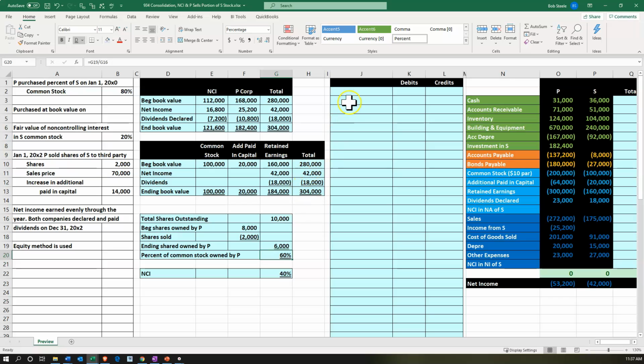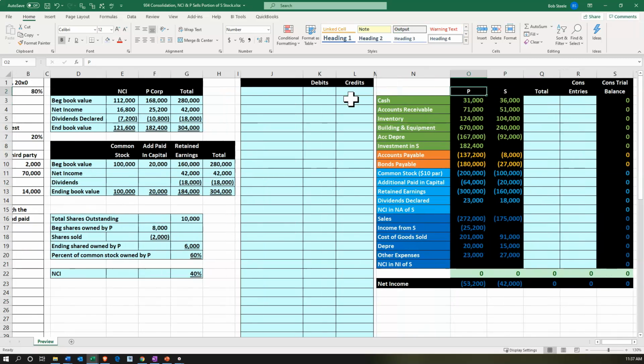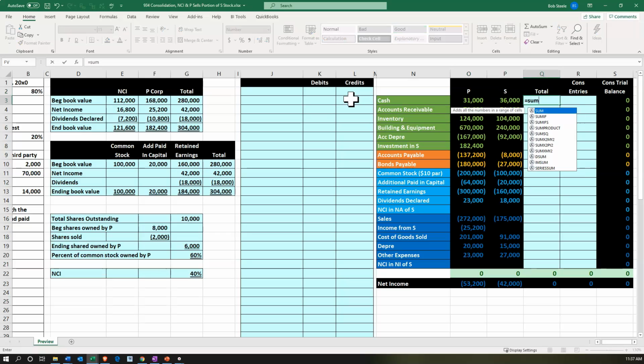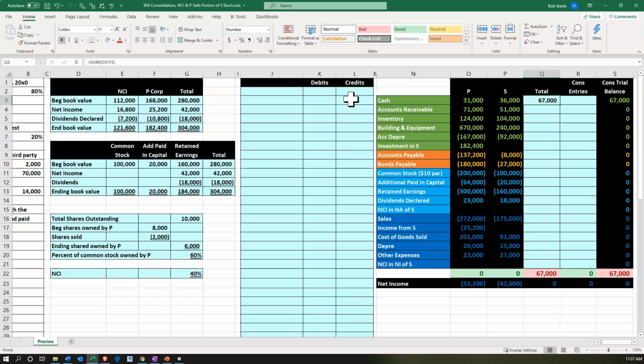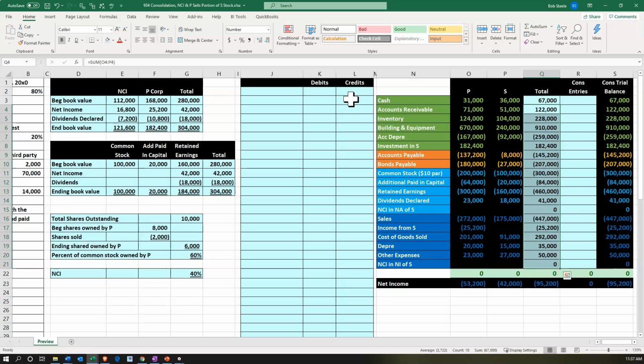Now, given that being the case, our adjusting entry will be pretty straightforward, the same kind of process that we would have normally. So I'm going to be taking the trial balance for P, the trial balance for S. Let's add them up. Equals the sum of these two. I'm going to copy that and paste it on down. Normal process there. And then normally we remove the investment account. I'll come back to that later.